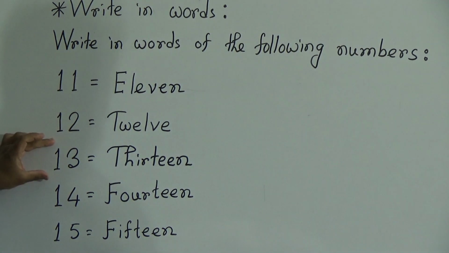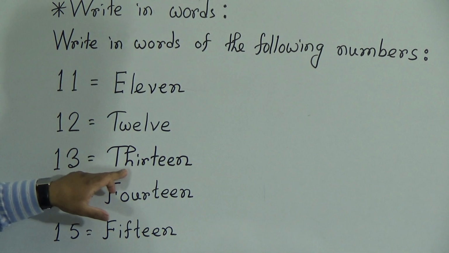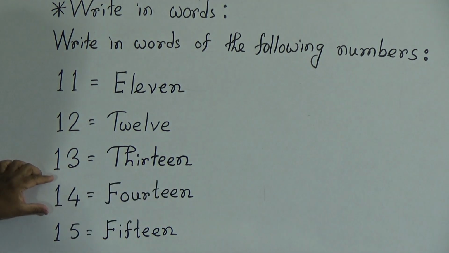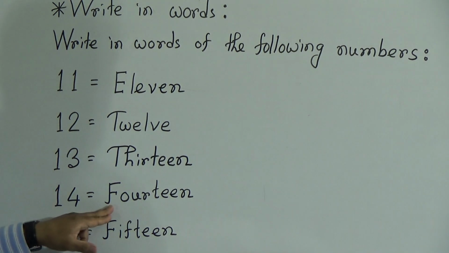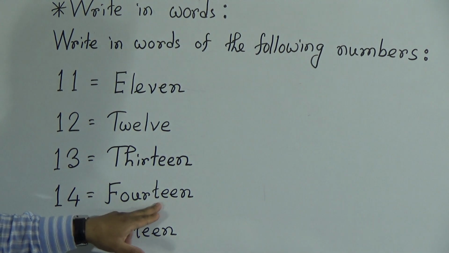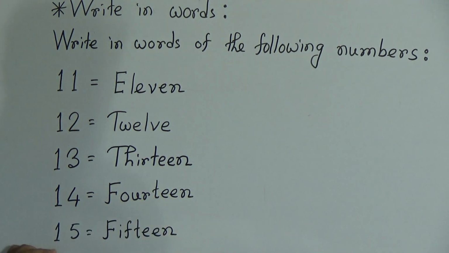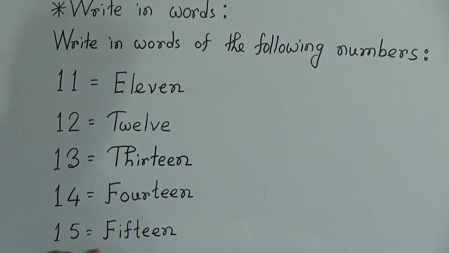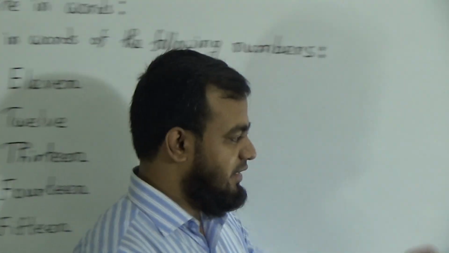After 12, the number comes 13. 1 and 3 makes the number 13, and the spelling of 13 is T-H-I-R-T-E-E-N, 13. After 13, the number comes which is 14. 1 and 4 makes the number 14, and the spelling of 14 is F-O-U-R-T-E-E-N, 14. The next number, 1 and 5 makes the number 15, and the spelling of 15 is F-I-F-T-E-E-N, 15.